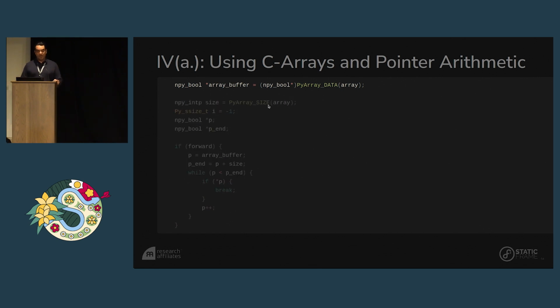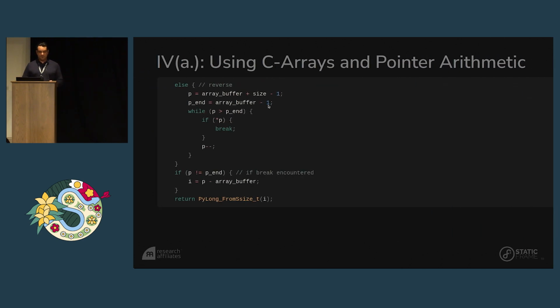So here we use PyArray_DATA to get us the raw underlying C array of the NumPy array. And we can only use this directly if we know it's contiguous and we know the type, so I can cast it directly to a Boolean array, and now we have a very nice Boolean array. I'm going to get the size, I'm going to create an integer to hold the index position, and some other variables for an active pointer and the end pointer. If we're going forward, we're going to assign the array buffer to the start, we're going to get the end pointer, and then in a while loop, we're going to walk through each of these elements and evaluate if they're true. If they are, we break, otherwise we increment p. This seems about as simple as we can get.